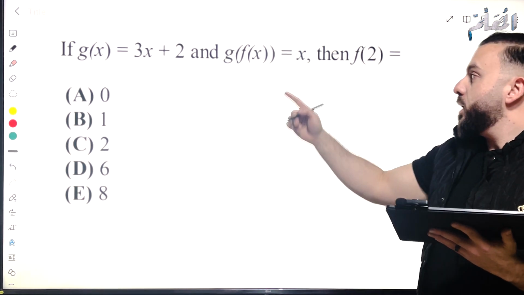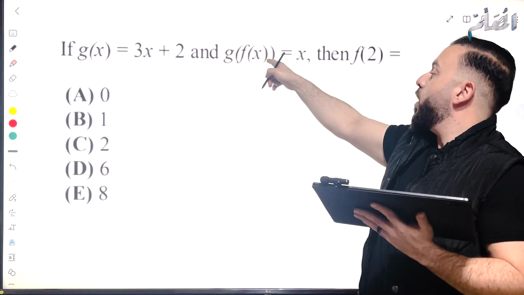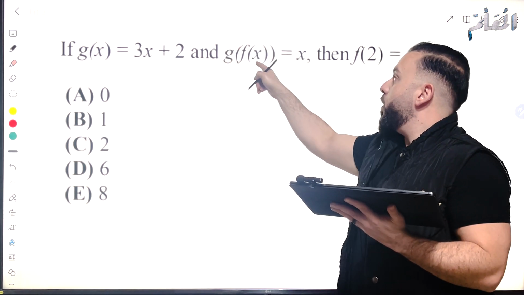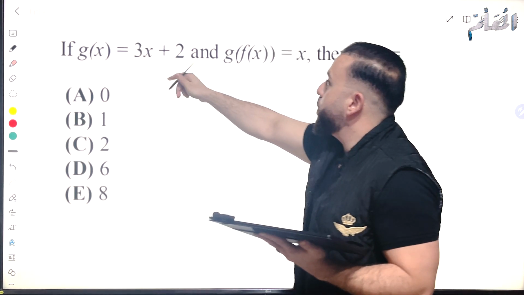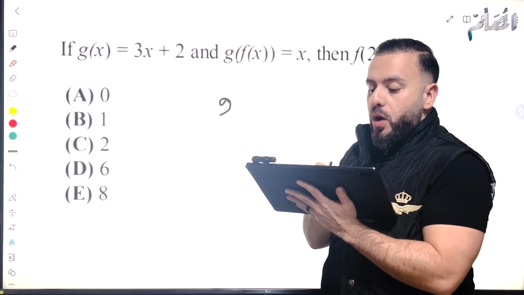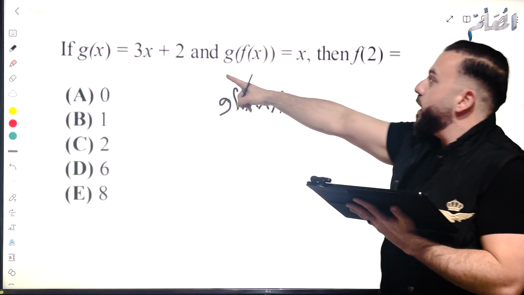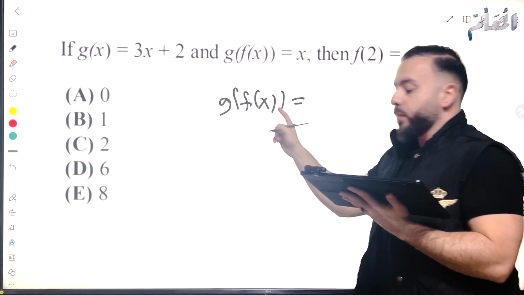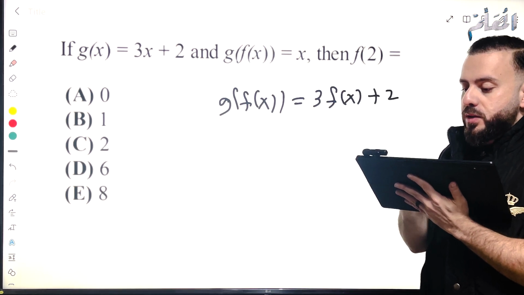In my mind, there has to be a connection between g of x and g of f of x. G of f of x gives me a hint that I need to take f of x and replace it in the place of x. In this case, check g of f of x, and that's equal. In the place of x, what shall I put? F of x, 3 f of x plus 2.